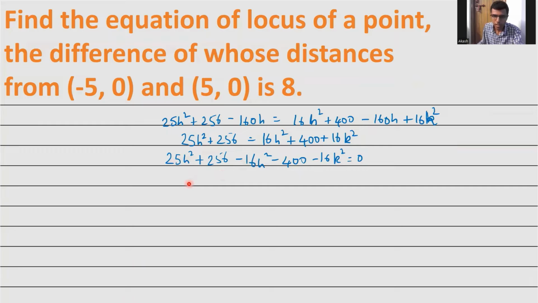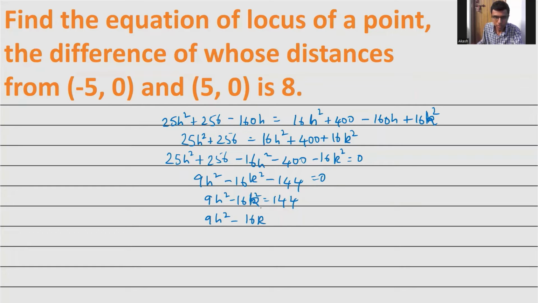Now 25h square minus 16h square is 9h square, and then minus 16k square is as it is. 256 minus 400 is going to be minus 144. Minus 144 is equal to 0. Just the last sprint. So I'm going to take this 144 to the other side, equal to 144. Now I'm going to divide this entire equation by 144 because on the RHS I just want it to be 1. 9h square minus 16k square.